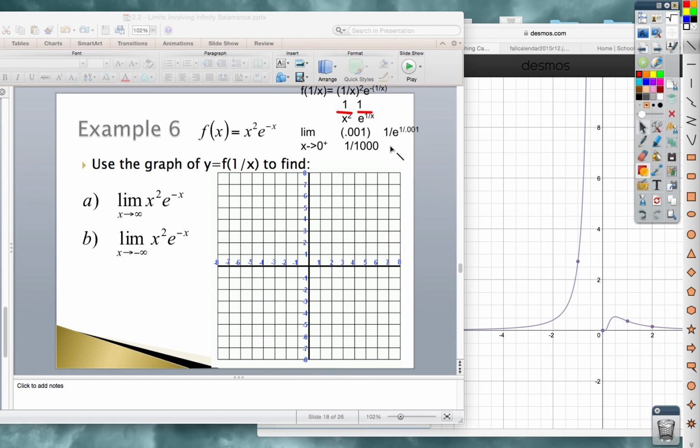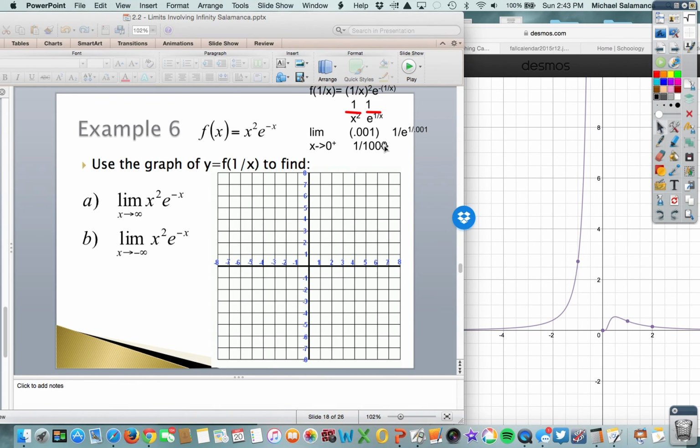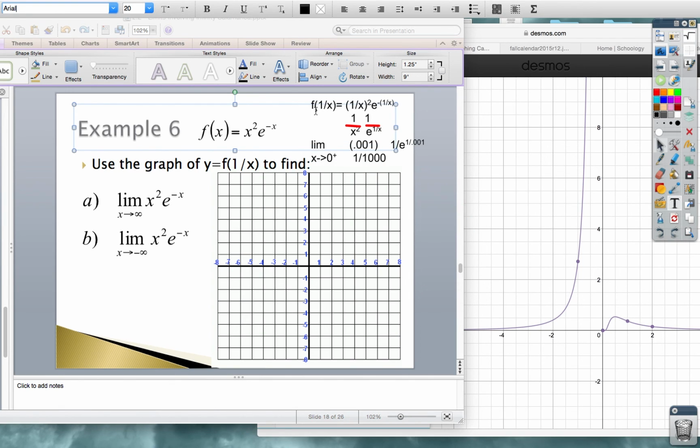Now what's going to happen here is this e is going to become 1 divided by e to the 1000th power, because 1 divided by 1000th is this value. Both of these values in the denominator are going to get larger and larger. As this 1000 that we just chose arbitrarily gets bigger and bigger, the whole value is going to get closer and closer to 0.